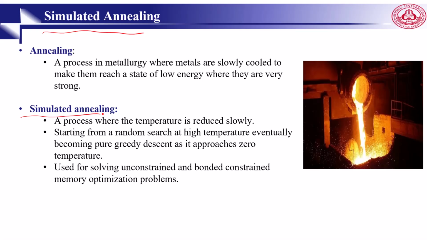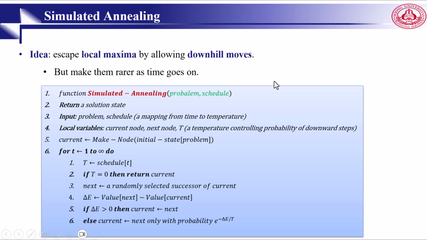At high temperature, the algorithm behaves like a random search, freely exploring the solution space. As the temperature is gradually reduced, the randomness decreases, and the algorithm starts behaving more like a greedy descent method, focusing only on improvements. This slow cooling schedule helps avoid getting trapped in poor local minima and instead guides us toward a near-optimum solution. Simulated annealing is especially powerful for solving both unconstrained and bounded constraint optimization problems where traditional gradient-based methods may fail. So here we're going to study the algorithm.